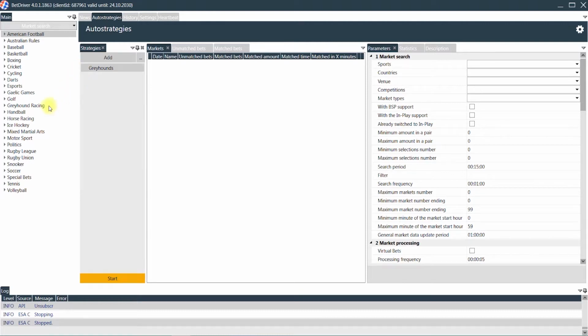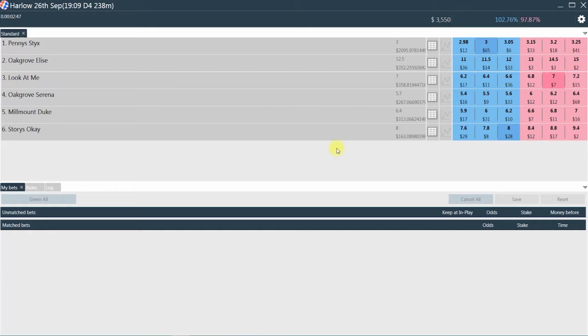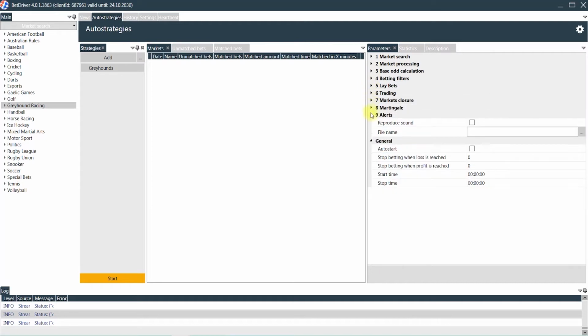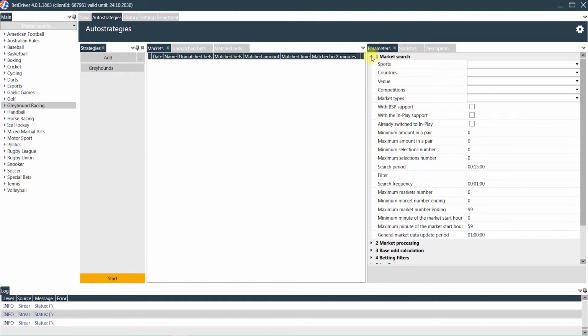Let's consider the Greyhound racing market, for example. These markets are very dynamic and short-term. It will be easier and faster to demonstrate how the program operates. First of all, we will show what stages the strategy consists of. It all starts with markets finding. To get started, you need to choose the markets which we will use for implementing our strategy.